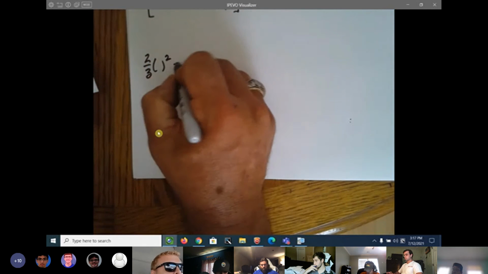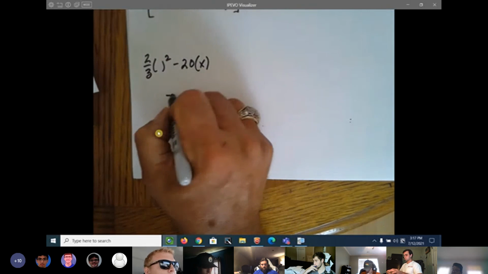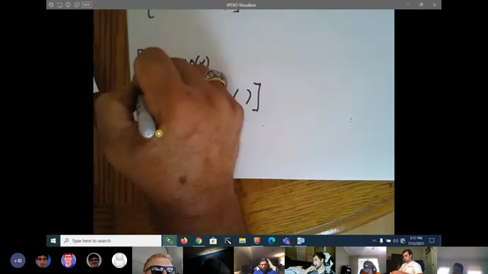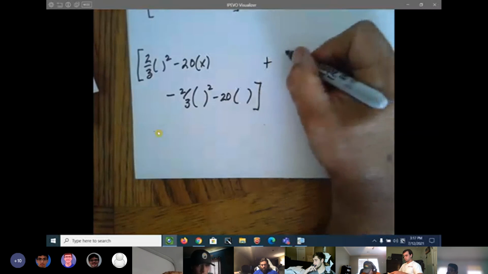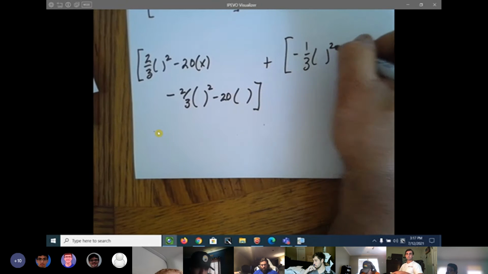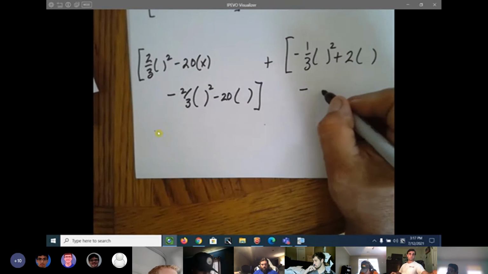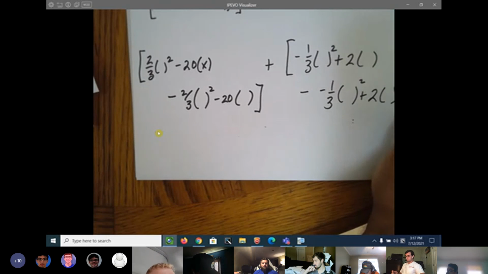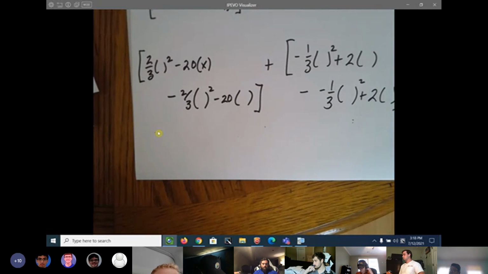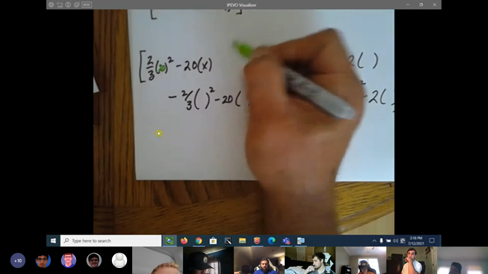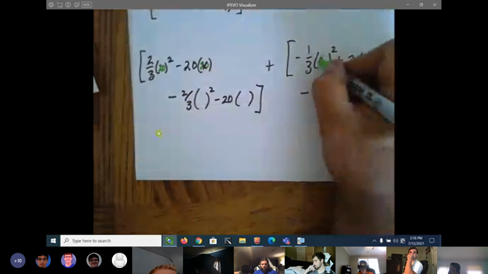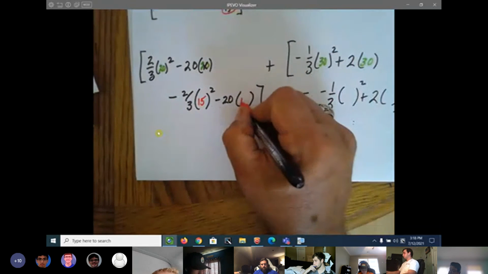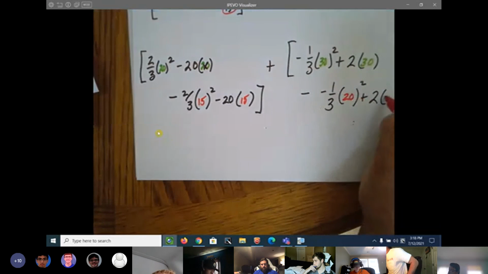Two-thirds parentheses squared minus 20 times parentheses, minus 2/3 parentheses squared minus 20 times parentheses, plus negative 1/3 parentheses squared plus 2 times parentheses, minus negative 1/3 squared plus 2 parentheses, and I'm going to plug in 20 here and here and 30 here and here, and 15 here and here and 20 here and here.